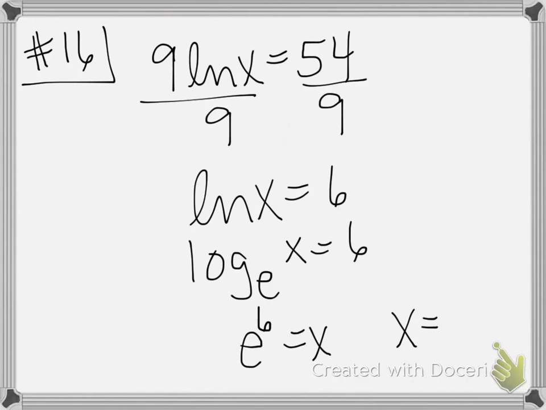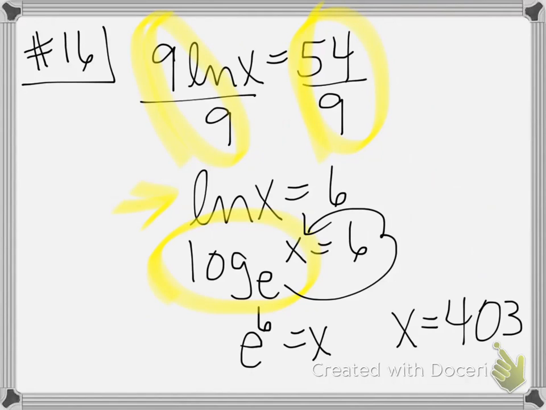Number 16, the first thing you have to do is divide by 9 to get the ln by itself. Then you take the ln x and you rewrite it as log base e of x. Then we do e to the 6th power equals x. And e to the 6th power, again in your TI-73, you do math, log, go down to the 4th one, which is e to the 6th power, and it's 403.4.